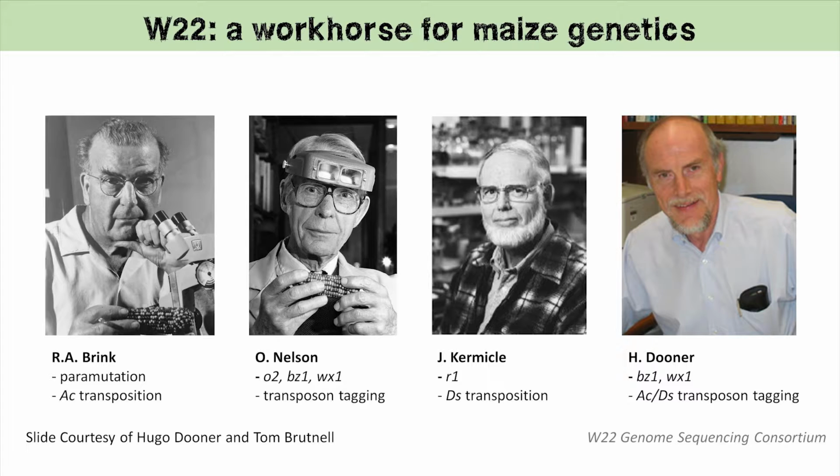And of course, Hugo Dooner, who this conversation really started with, as many do at a maize meeting over a beer, said, you know, this would be a really great genome to sequence. Because of these pioneers, there was a tremendous amount of genetic resource developed in W22. Later on, Don McCarty and his colleagues at the University of Florida adopted W22 for their UniformMu project, so we have lots of transposon resources in this inbred. That really was the start of it, and it's actually grown much beyond a simple genome sequence and assembly. But that's where I'm going to start.